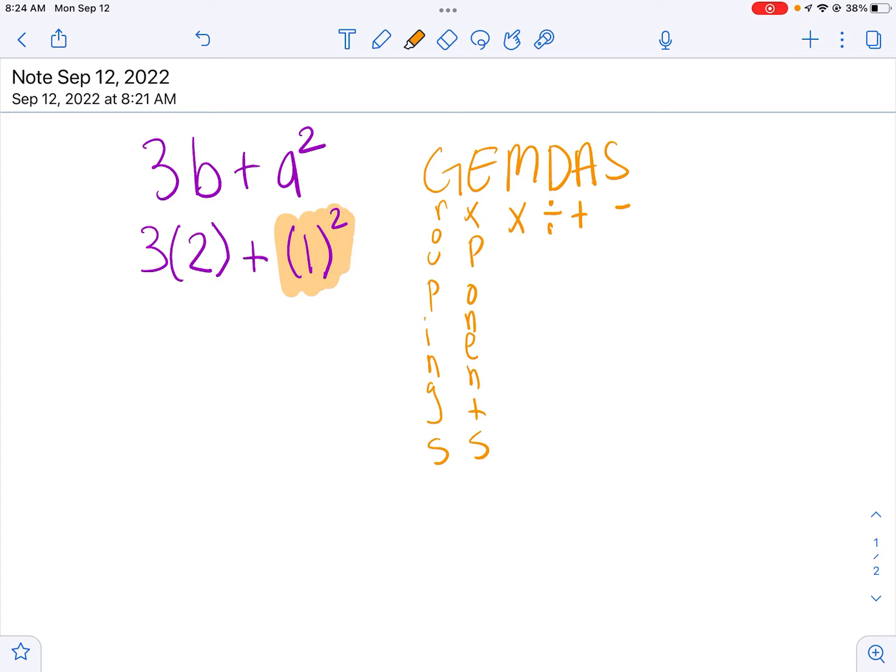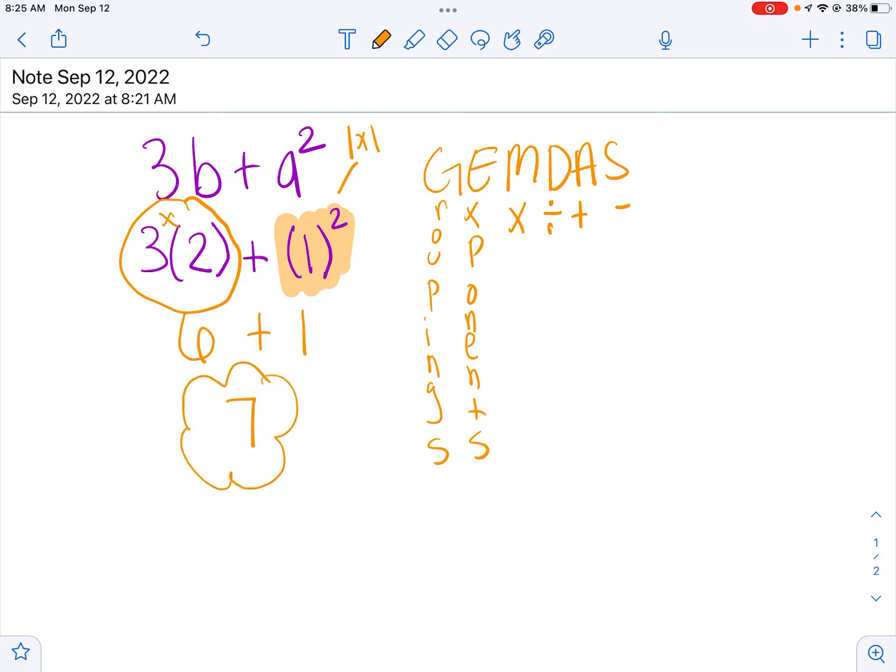So 1 squared. Remember, 1 squared is the same thing as 1 times 1. So I know 1 times 1 is 1. Plus, when two numbers are together like this means multiplication. So 3 times 2 is 6. And now I have 6 plus 1, and that is 7.